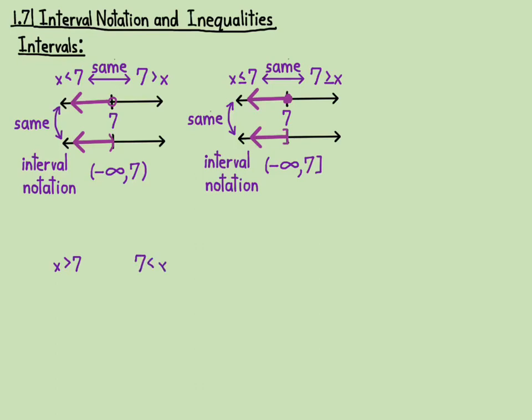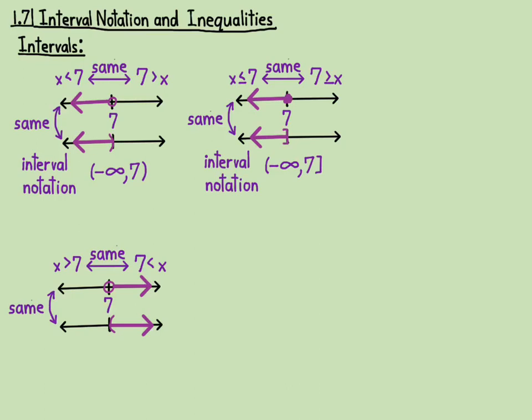So you want to compare and contrast these. Compare to see what's similar. Contrast to see what the differences are. So x greater than 7, or 7 less than x. If you want x greater than 7, you get your arrow going to the right because x is bigger than 7.